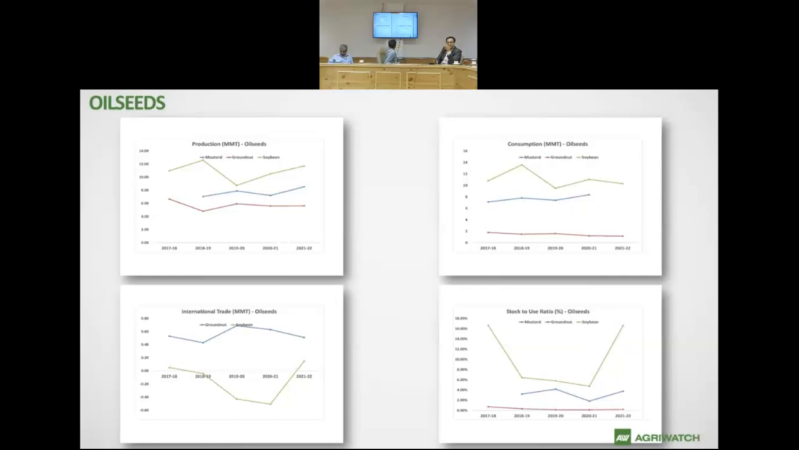In the same way with oilseeds, we are not exporting or importing rapeseed, that is mustard. Here you'll find that international trade is only in groundnut, which we export a lot, and soybean, which we keep importing or exporting depending on the scenario. And here also the current challenge is a very low stock to use ratio. And there seems to be some scope for soybean, so we have some capacity.